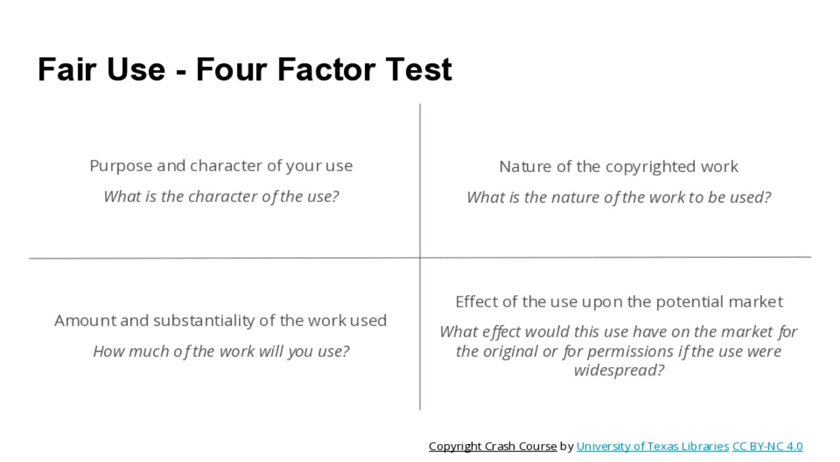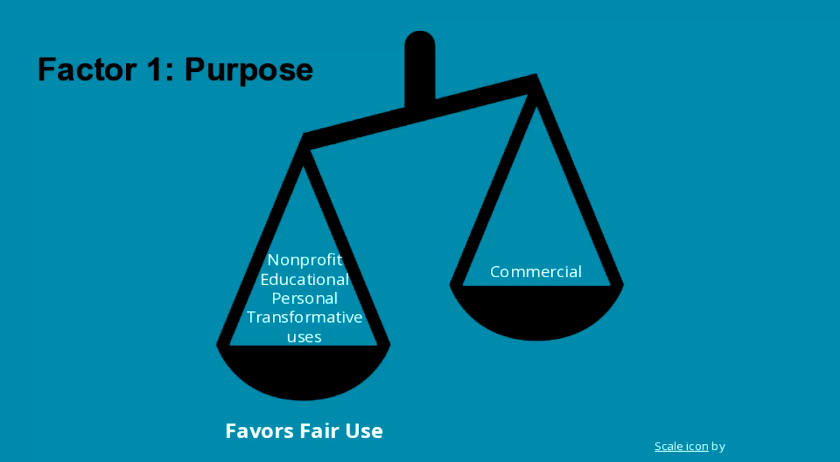Bottom right-hand corner, the effect of the use upon the potential market. This talks a little bit about the things we talked about in spontaneity. Is there a way that you can easily license this, or would it be really challenging to do that? So how you answer these questions is going to determine whether or not you can make a successful fair use analysis of using a copyrighted material. So let's look at each of these factors individually.